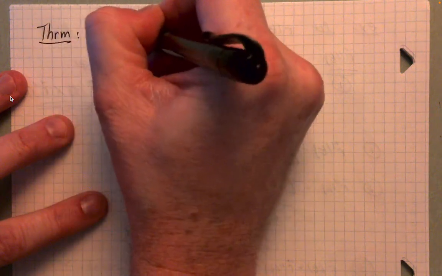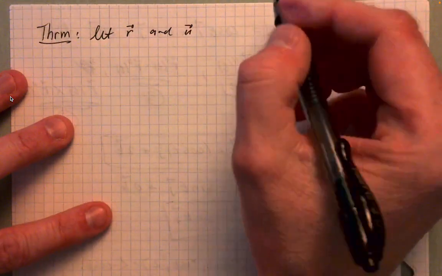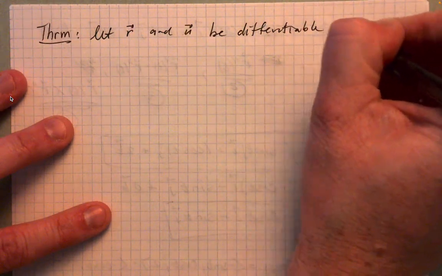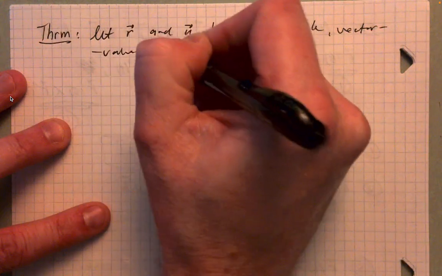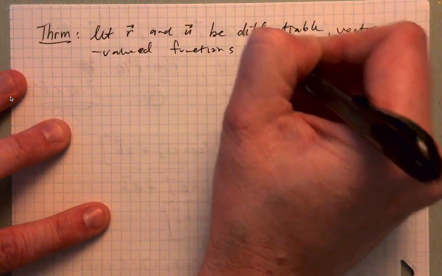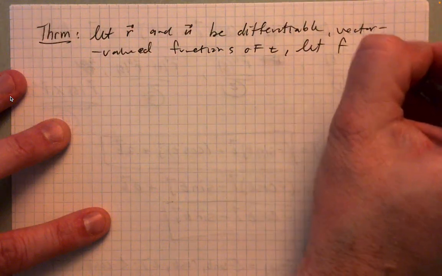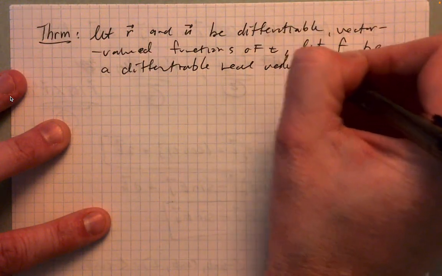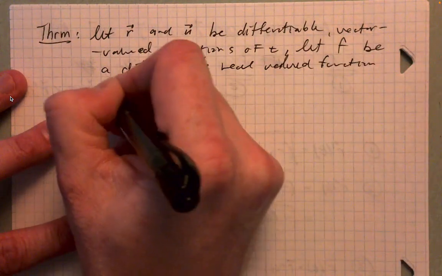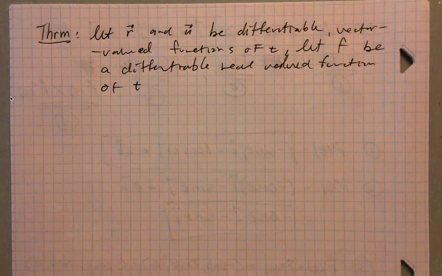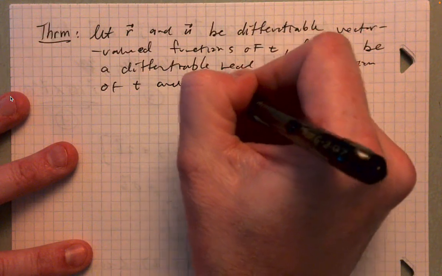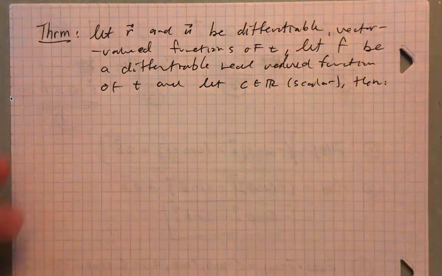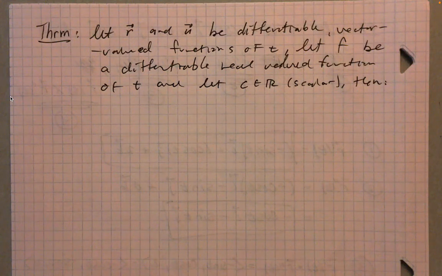So we'll let r and u be differentiable vector valued functions of t. And we'll let f be a differentiable real valued function of t. Okay, so you've got some vector valued functions and you've got a real valued function f. And we'll let c be a real number, i.e. a scalar. Then, all right, now off we go. So we've got two vector valued functions, a real valued function f and a scalar c.